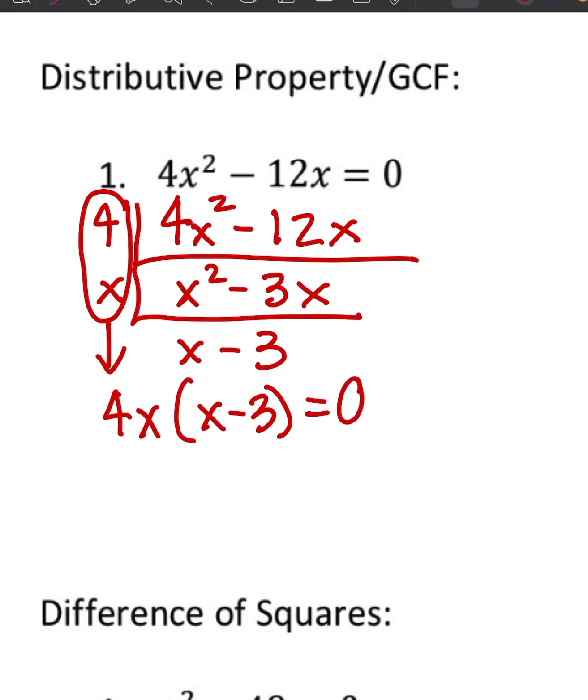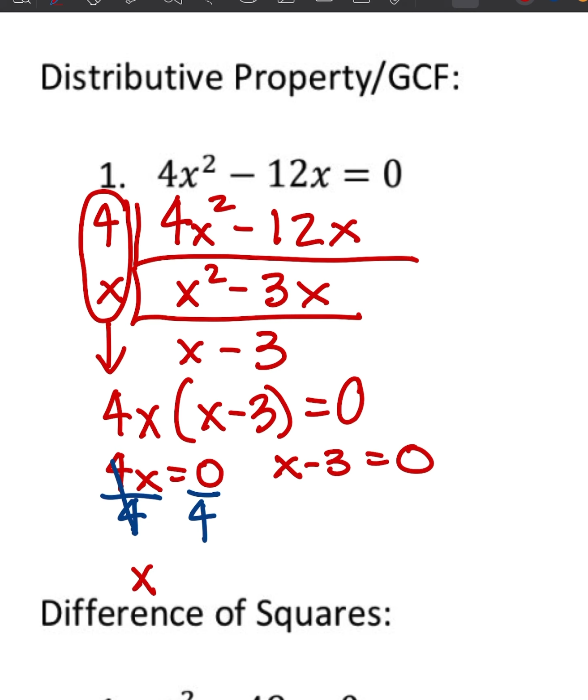And we're going to set each one of those equal to 0. So I'm going to have 4x equals 0 and x minus 3 equals 0. And once we do this, we're going to have our x-intercepts. So I'm going to go ahead and solve the first equation. x is being multiplied by 4, so I'm going to divide by 4 on both sides to get that multiplication to cancel out. And 0 divided by anything is always just going to give me 0.